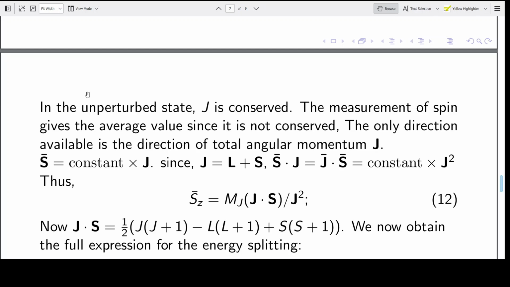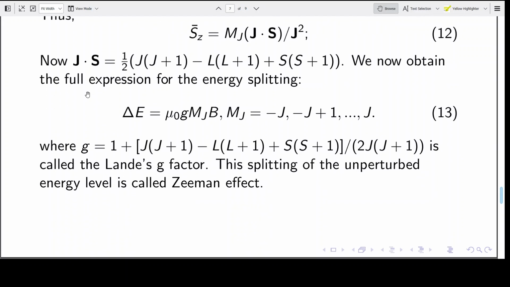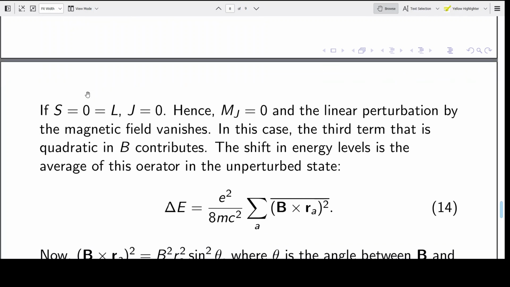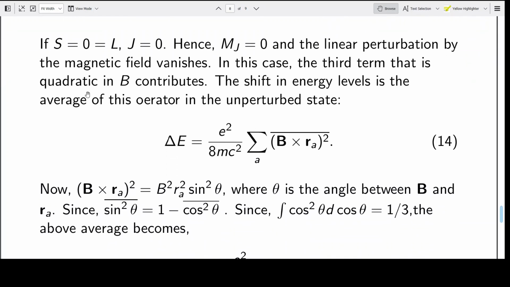Now, J dot S is equal to half times [J(J plus 1) minus L(L plus 1) plus S(S plus 1)]. We can now obtain the full expression for the energy splitting as equation number 13, where g is called the Lande g factor. Splitting of the unperturbed energy level is called the Zeeman effect. If S equal to 0 equal to L, J equals 0, hence Mj equals 0, and the linear perturbation by the magnetic field vanishes. In this case, the third term, that is quadratic in B, contributes. The shift in the energy levels is the average of this operator in the unperturbed state. That is given in equation number 14.